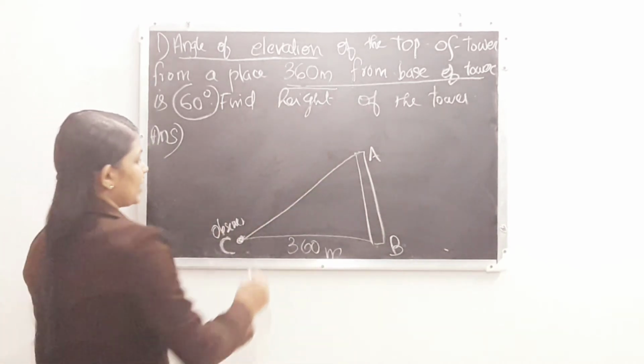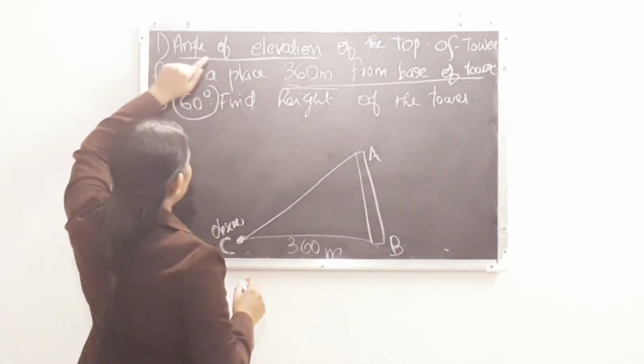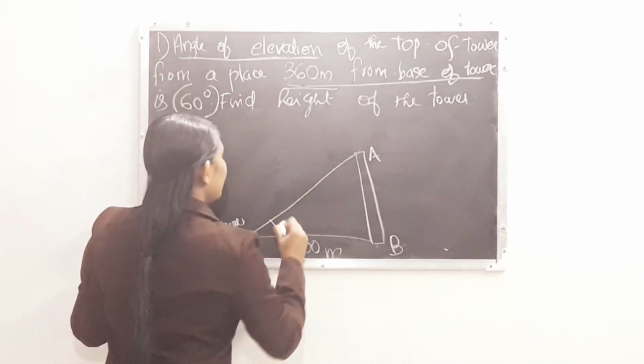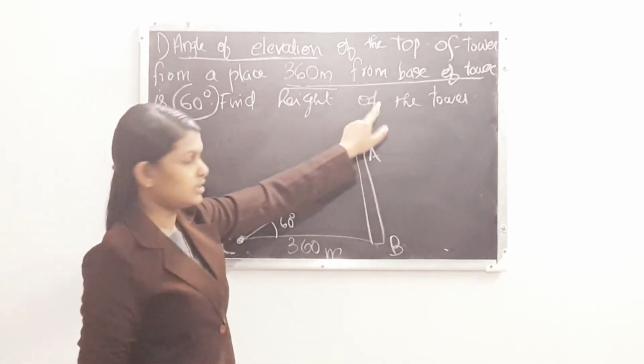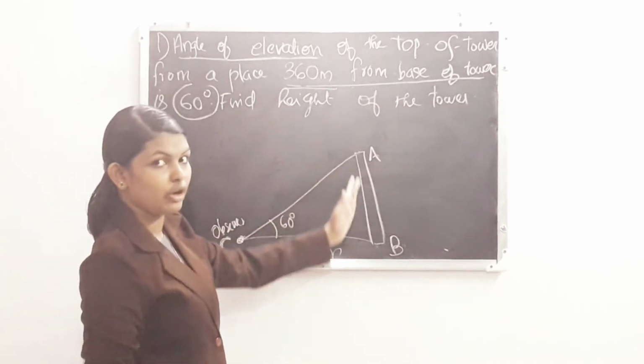Okay. So this is the line of sight. Now the angle of elevation is 60 degrees. So this will be 60 degrees. Now we are asked to find the height of the tower. The height of the tower means we have to find the length of AB.